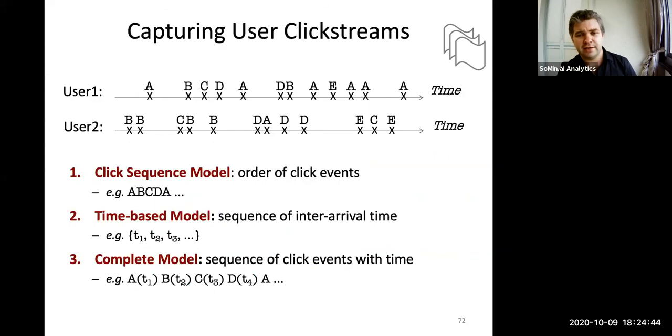This is like a detail. So we have user one and user two. We have a click sequence model, so order of clicks or events, ABCDA. A time-based model, a sequence of inter-arrival times, right? Basically the times between these clicks. And we also have a complete model, a sequence of click events with time, right? So we have A at time one, and B at time two, and C at time three, and D at time four, and then we can get A again.